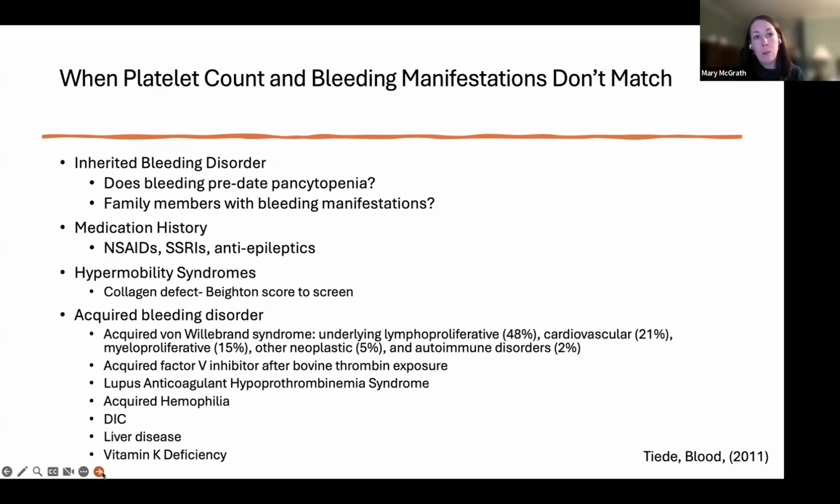And there are also rare acquired disorders that exist that we don't always think about, but shouldn't be overlooked, especially if you're a little bit stumped, including acquired factor V inhibitors after bovine thrombin exposure, acquired hemophilia, and then also lupus anticoagulant hypoprothrombinemia syndrome.